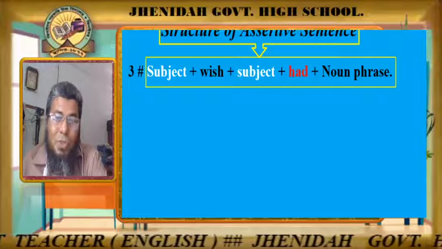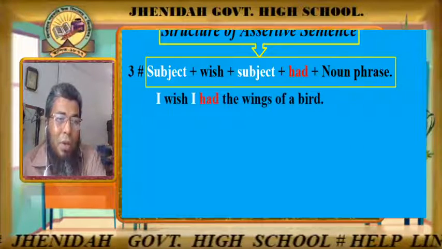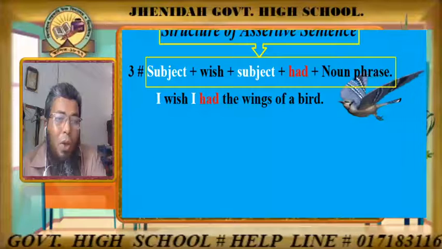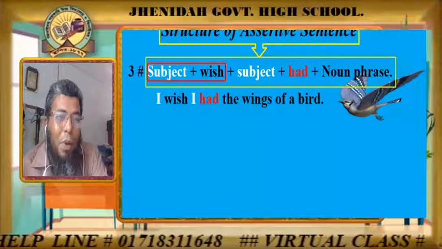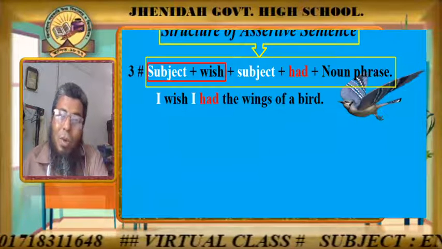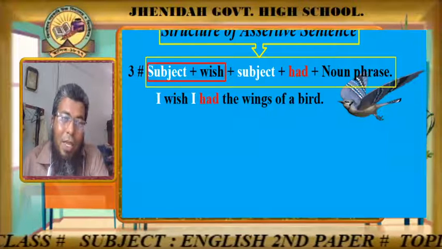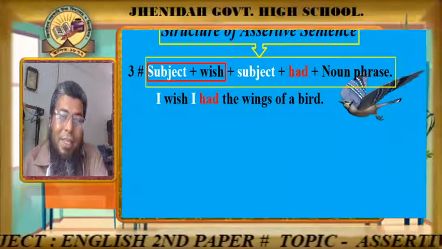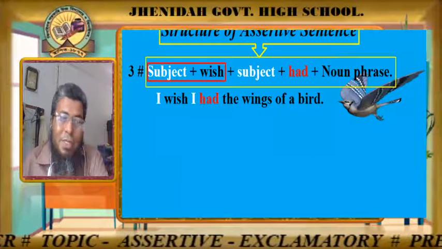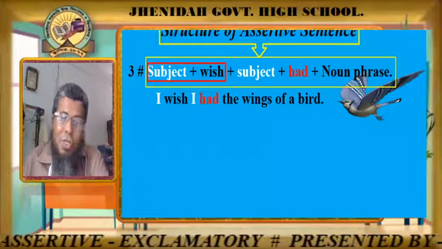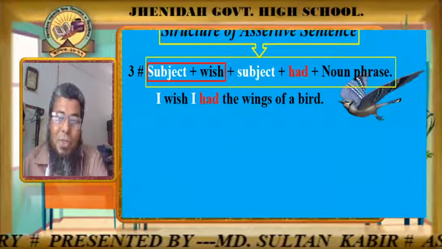So how can we change this assertive sentence into exclamatory? Look at an example here. Okay, I wish I had the wings of a bird. Look, I, then wish, then again the subject I, then the verb had, the wings of a bird. The wings, this is noun, of a bird, this is noun phrase. So this is noun phrase. So how can you change this assertive sentence into exclamatory? Look at that.